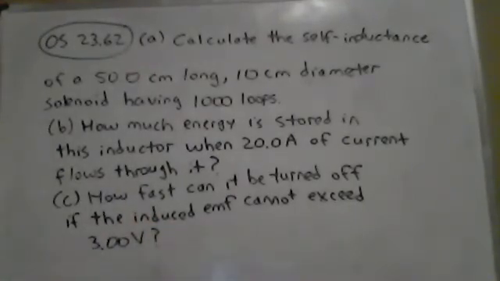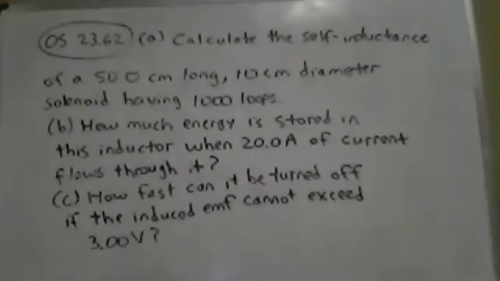OpenStax 23.62 says: A, calculate the self-inductance, capital L, of a 50.0 centimeter long, 10.0 centimeter diameter solenoid having 1,000 loops. B, how much energy is stored in this inductor when 20.0 amperes of current flows through it? And C, how fast can it be turned off if the induced EMF cannot exceed 3.00 volts? All right, so we got some good thinking going on in this problem.